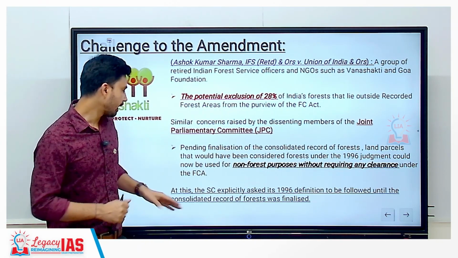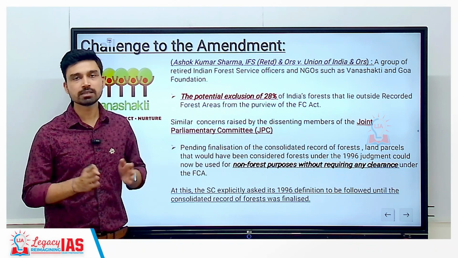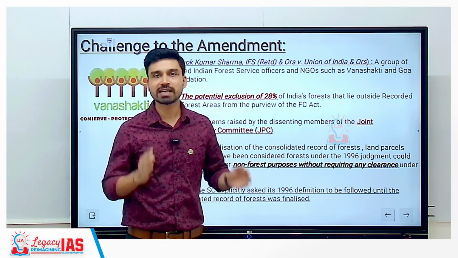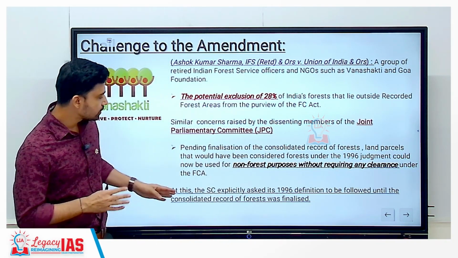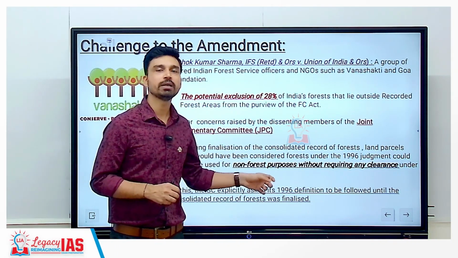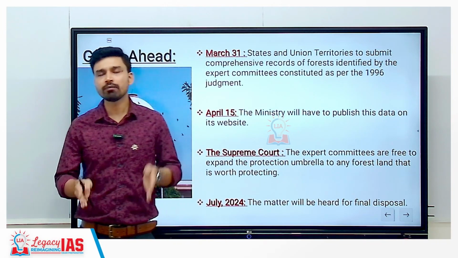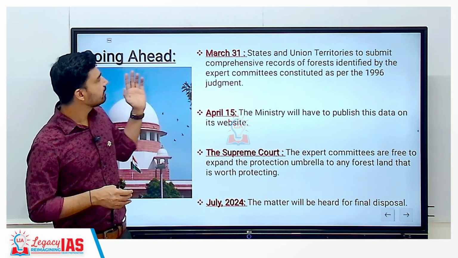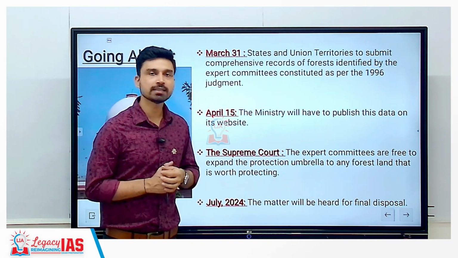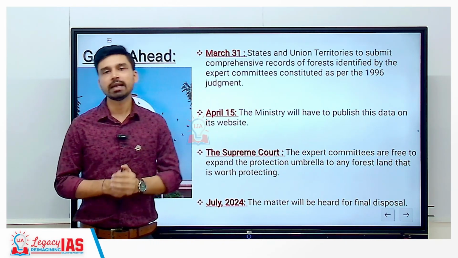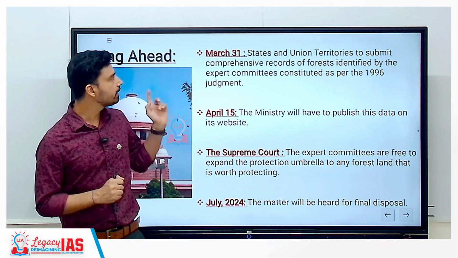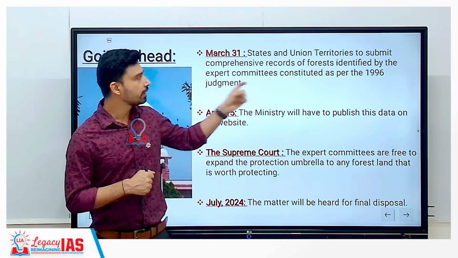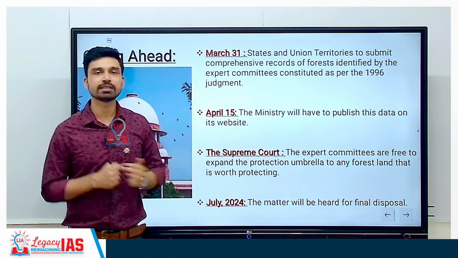At this, the Supreme Court has explicitly asked that its 1996 definition of forest has to be followed until the consolidated record for forest is finalized by the Government of India. That means after this judgment, if you talk about what will happen going forward, by March 31, the Supreme Court has asked that all the states and union territories of India should submit a comprehensive record of forest that is identified by the expert committee that was constituted as per the 1996 judgment.